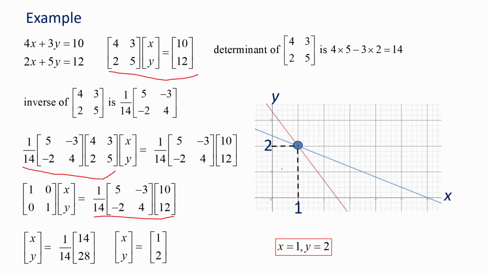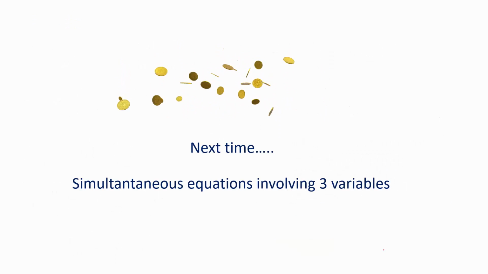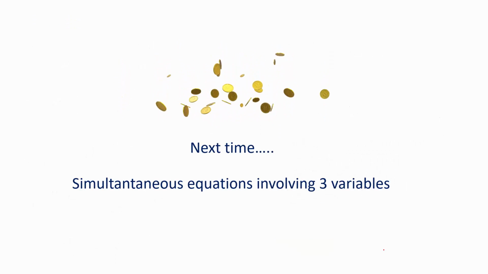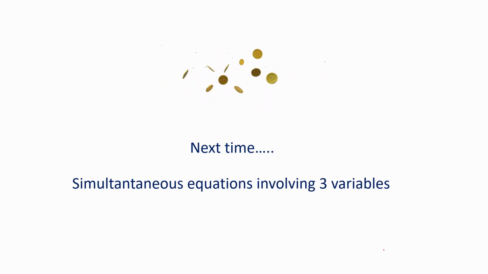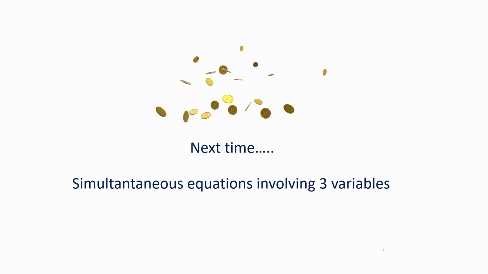Graphically, geometrically, this is what's happening. The two equations are the two straight lines, and the solution that we have found, 1 and 2, is the point of intersection. X equals 1, y equals 2. Okay, so we found how to solve simultaneous equations involving two variables using matrix methods. In the next video, we go on to the next level to solve a system of three equations involving three variables using matrix methods.